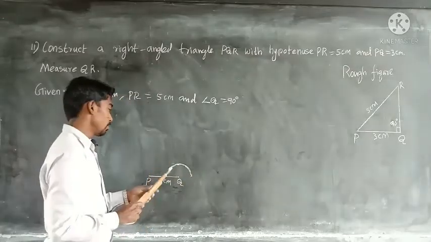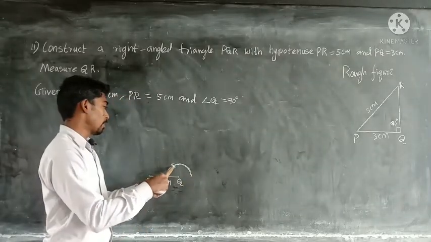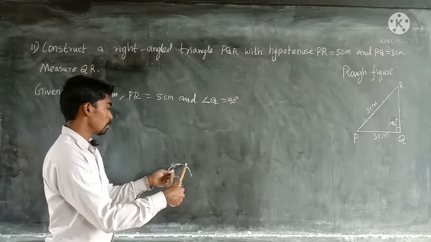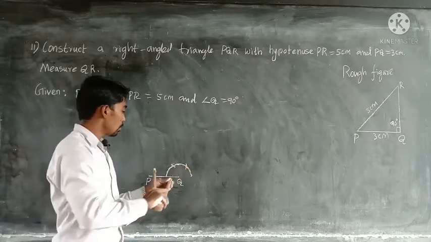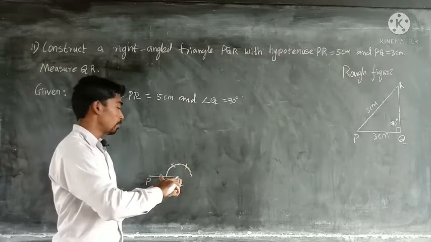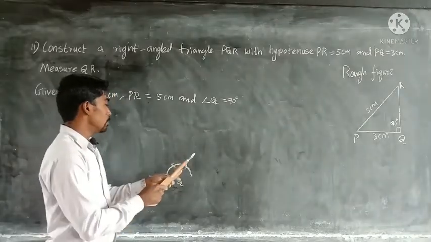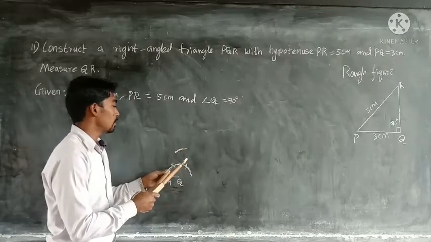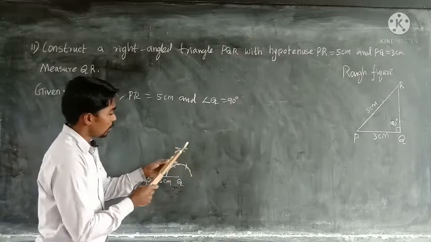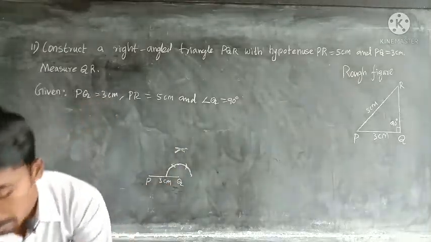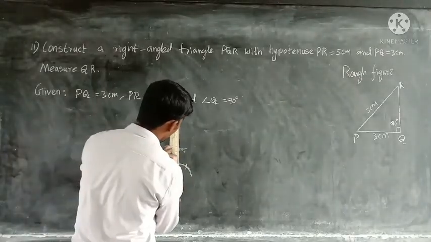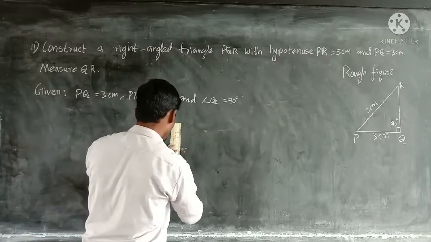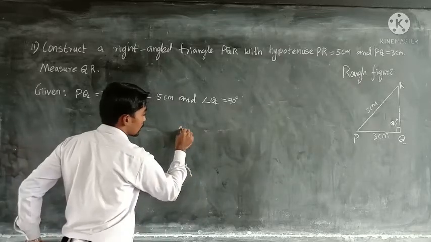And keep same length. Keep this point as a center and make an arc, and keep this point as a center and make an arc. By using compass, you take more than half of the radius and keep this point as a center and make an arc, and keep this point as a center and make an arc, and join these 2 points by using ruler. And name this ray as A.